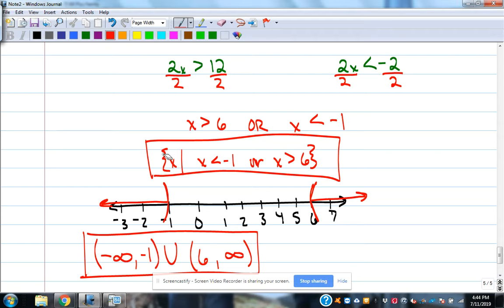So you have set notation. Here's the graph. When they say graph, that's what they're talking about. And then this is interval notation. All three of those. And this book tends to mix it up in which way they ask for you to do it. So that's why I do all three on the examples here, so that you know what's going on. All right, let's look at another.